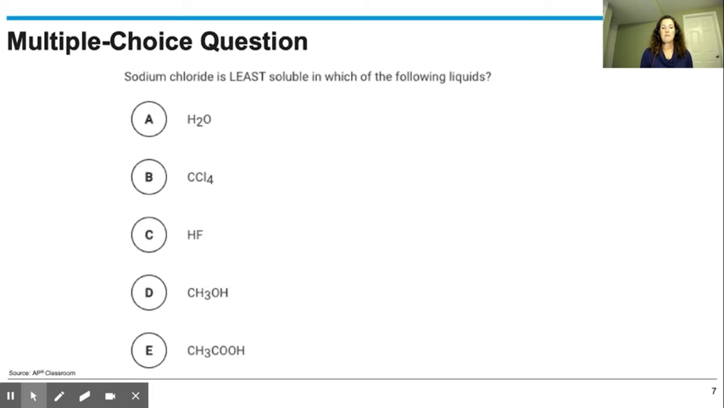On D, I see that I have methanol. So in this case, I have that hydroxyl group again that can form hydrogen bonding interactions as well. So I have a very polar molecule in that case. And then at the bottom, I have acetic acid. So once again, I've got this ionizable hydrogen there. I've got this OH group that can actually form some polar interactions there as well. So therefore, I'm going to say that my best answer choice here would be B, carbon tetrachloride, because that is the one that is non-polar, and sodium chloride would be least soluble in that one.